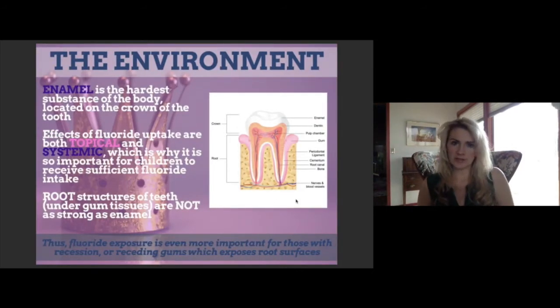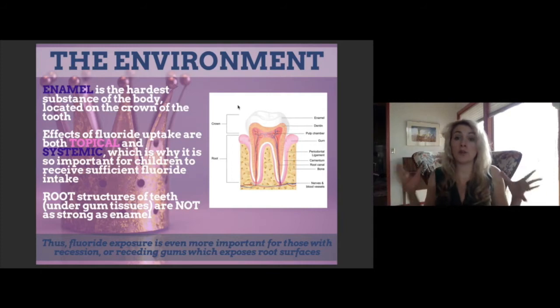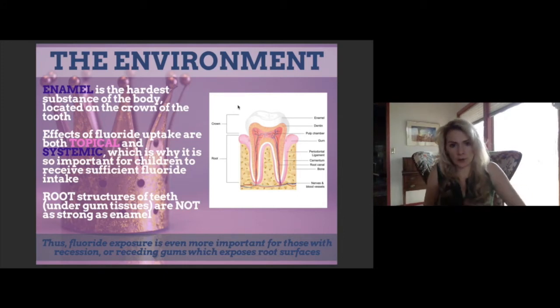So, talking about this environment, enamel is the hardest substance in our entire body. And you can see over here on the right, the enamel is the outer surface of the crown of the tooth. Now, effects of fluoride uptake are both topical, they happen locally in the oral environment, and systemic. They can go through the whole body before they actually come back and affect the teeth. This is why it's so important for children to have sufficient fluoride intake when they're very young. Because what's happening?